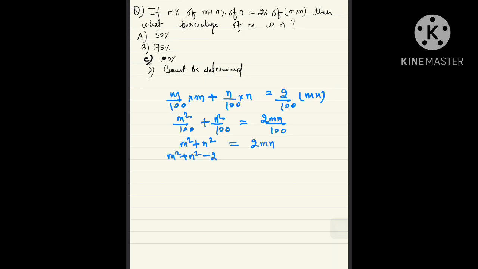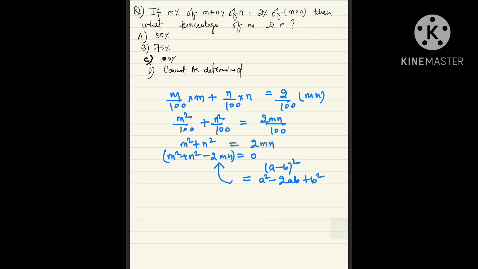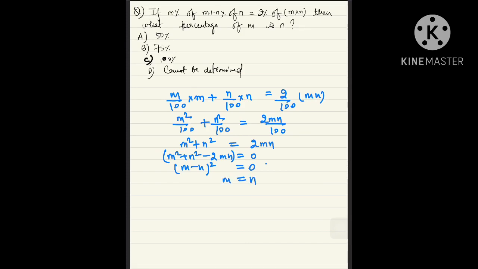Now we will get m square plus n square minus 2mn. So it's from the basic algebra identity, as we know that (a minus b) whole square is a square minus 2ab plus b square. Okay, we're getting the same form here. So we can write it as (m minus n) whole square equals 0. It will give m is equal to n. In the question, it is asked what percentage of m is n. Here m is equal to n. Then n is 100% of m. So what will be your answer? C will be your answer.